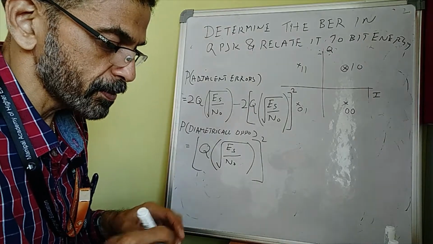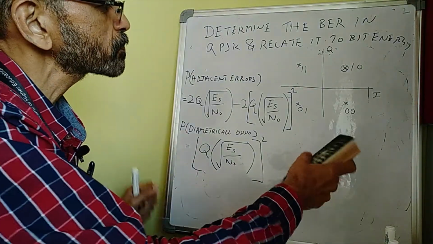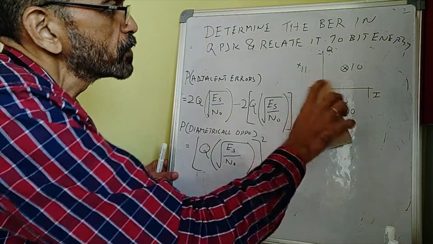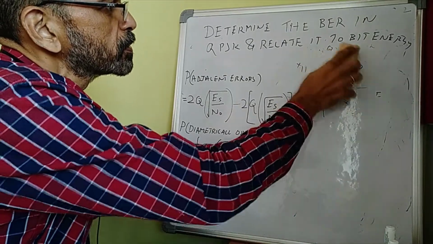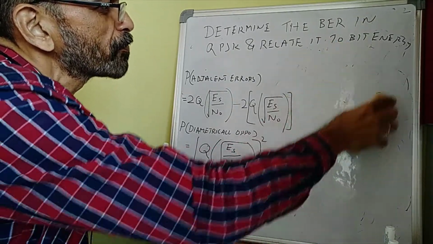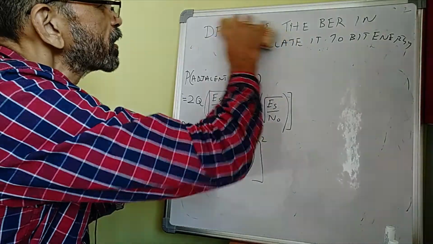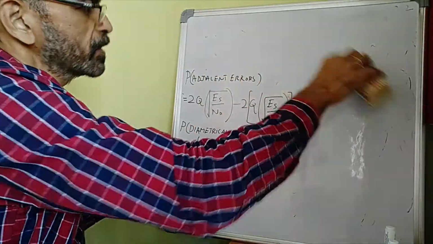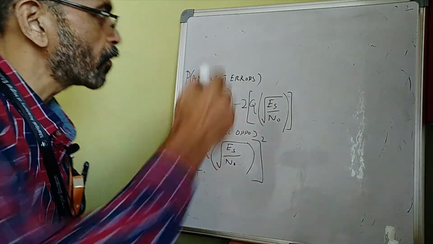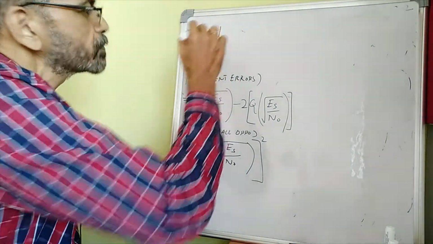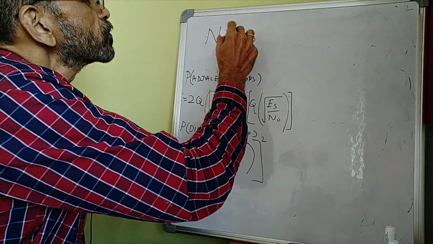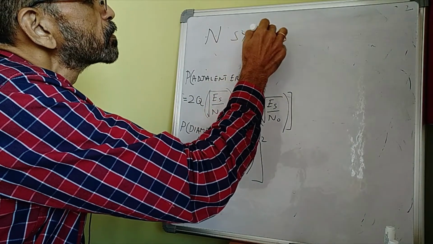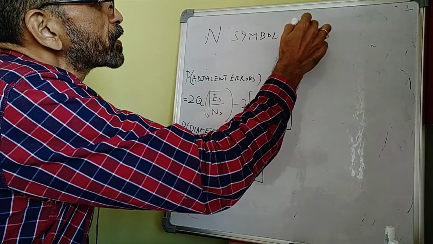Now let's say, with gray coding, of course, with this type of mapping of dibit, that a total of N symbols were transmitted.